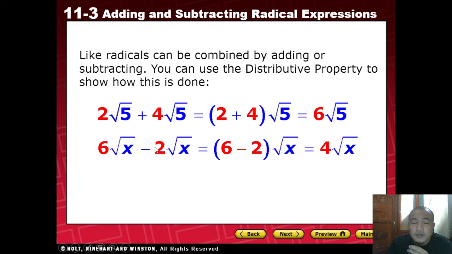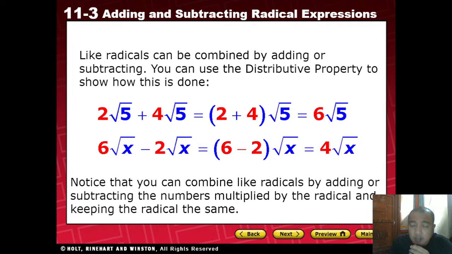Another one: 6 square root of x minus 2 square root of x. These are two like radicals, so we just subtract their coefficients 6 and 2. 6 minus 2 is 4 square root of x. Then annex the radical.